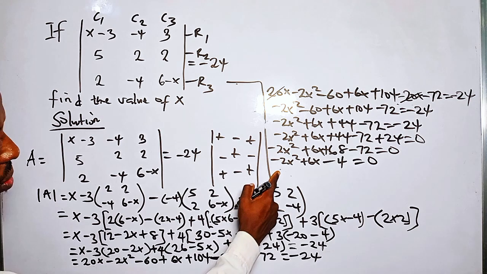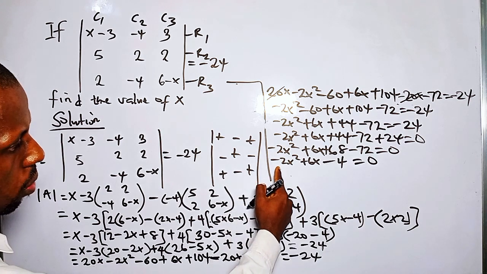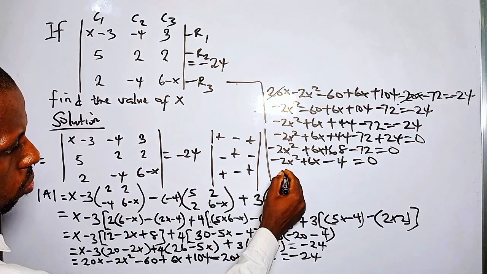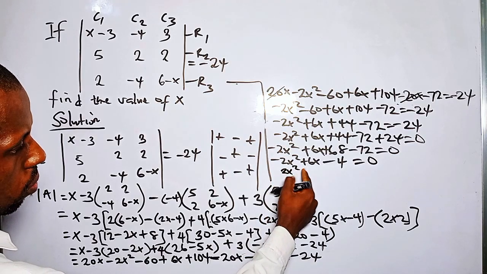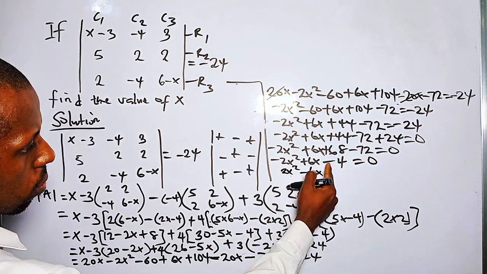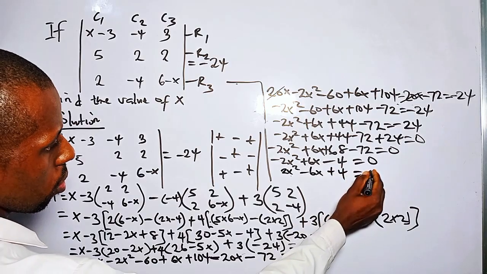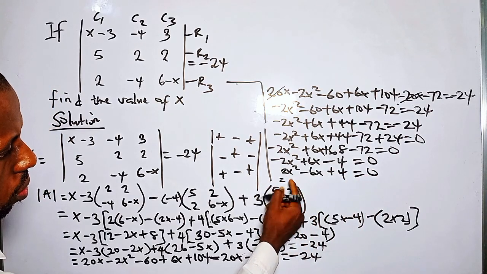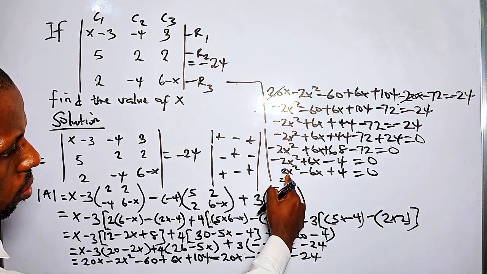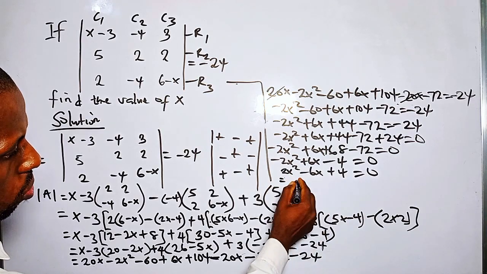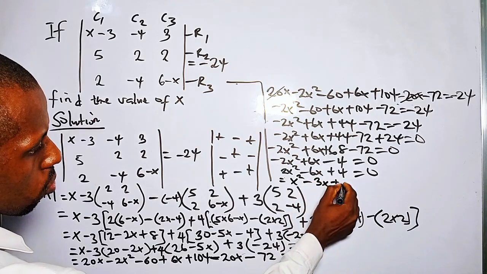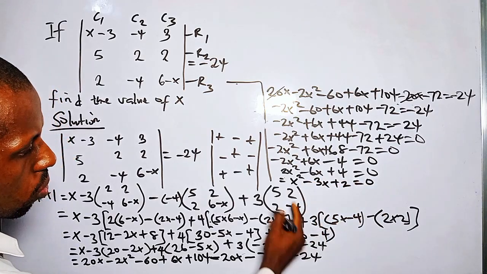To eliminate the minus, let us multiply all through by minus 1. We have 2x squared minus 6x plus 4 equals 0. We can reduce this by 2, so we have x squared minus 3x plus 2 equals 0.